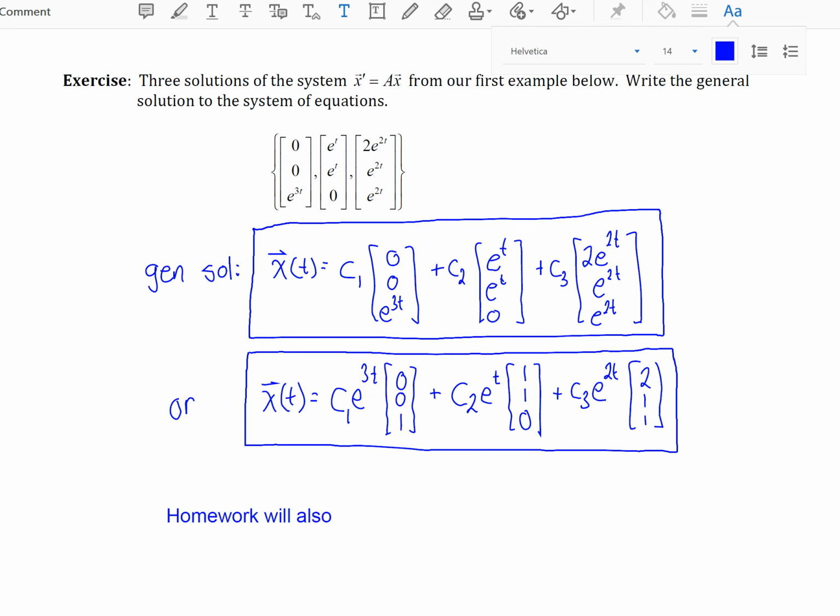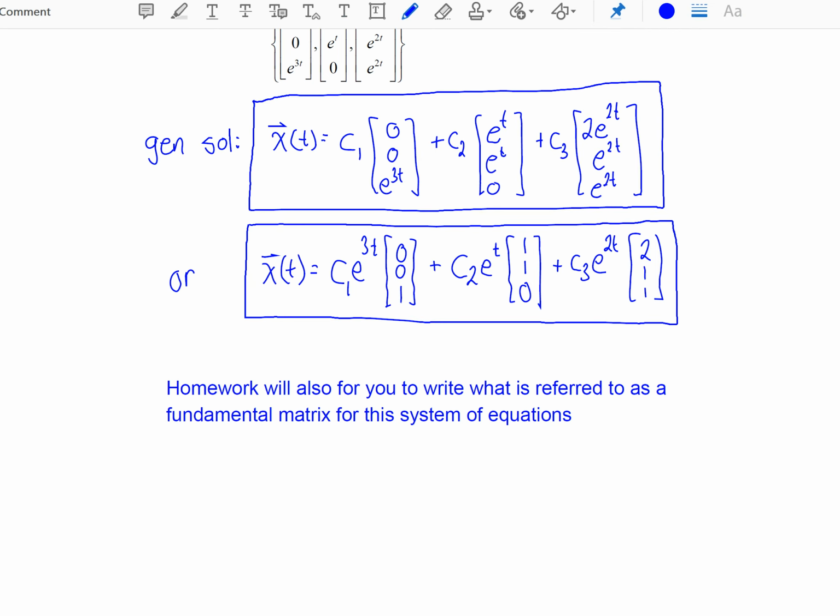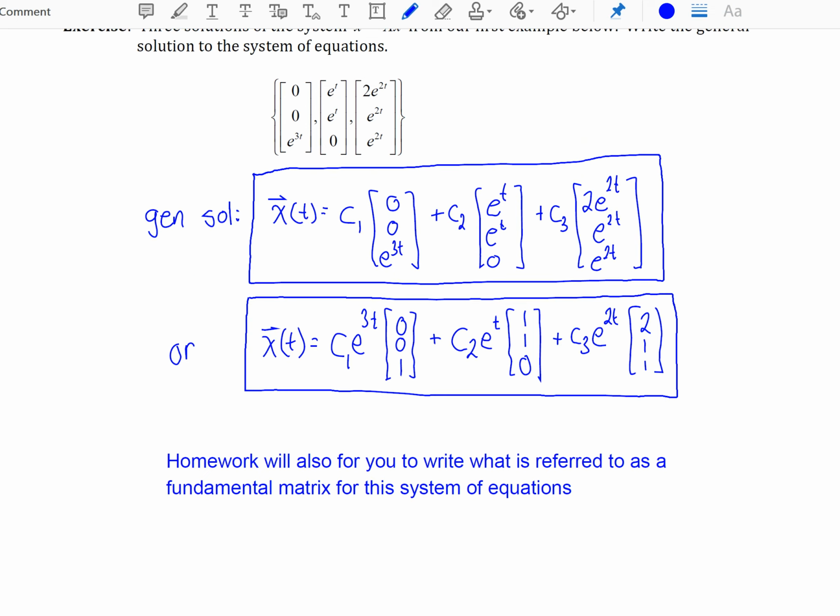Now your homework will also ask for you to write what is referred to as a fundamental matrix for this system of equations. And what they're asking you to write is a matrix composed of your three solution vectors. So we want to take these three solution vectors and write them into a single matrix.